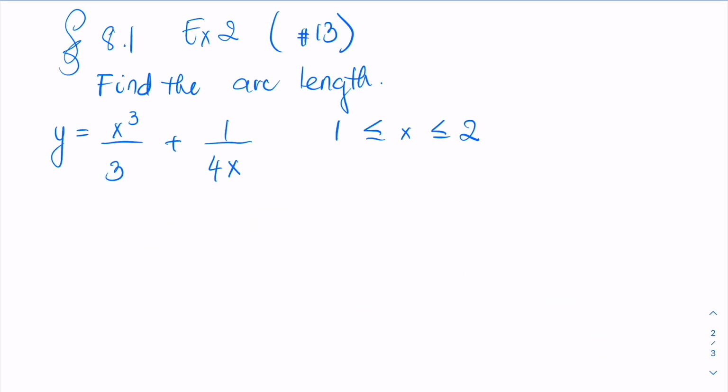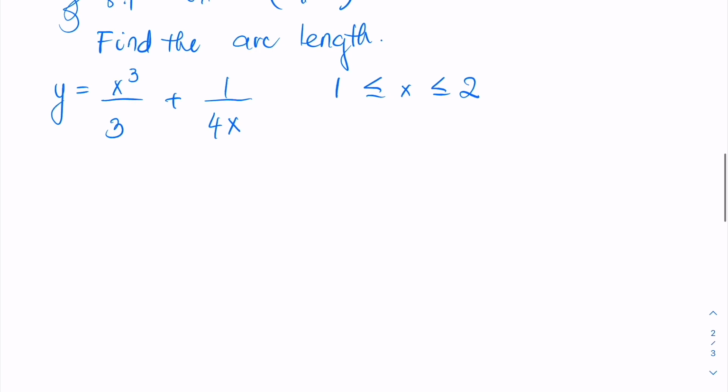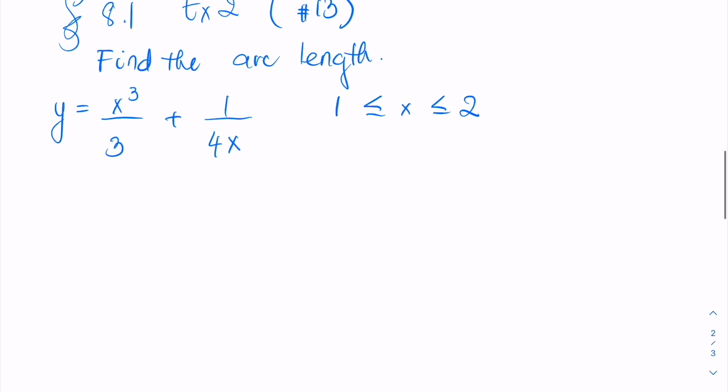For this problem, we have to find the arc length for the curve y equals x cubed divided by 3 plus 1 over 4x from 1 to 2. A lot of these problems, I believe the tough part is the algebra part. So if that's the y function, when we take dy over dx, we're going to get x squared minus 1 over 4x squared.